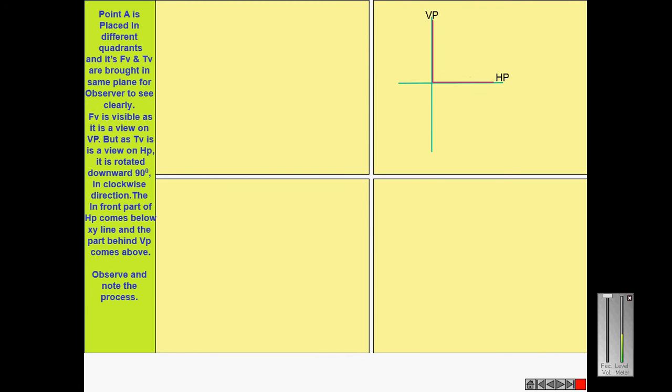If a point A is in the first quadrant, the arrow mark gives the direction of the observer to get the front view. You will get the front view on the vertical plane, represented by a dash, and the top view will be on the horizontal plane. After getting the top view, one important thing should be noted: the horizontal plane is rotated 90 degrees in the clockwise direction. So you rotate the horizontal plane 90 degrees in the clockwise direction, and a will be below the XY line. If an object is in the first quadrant, its front view will be above the XY line and its top view will be below the XY line.